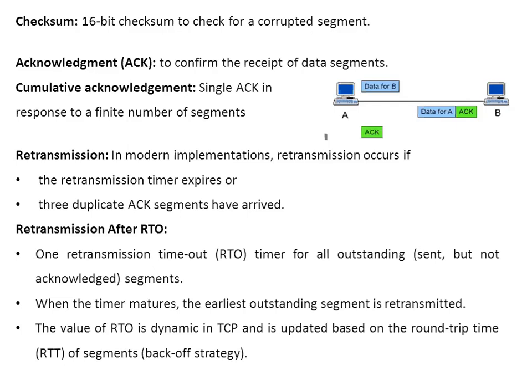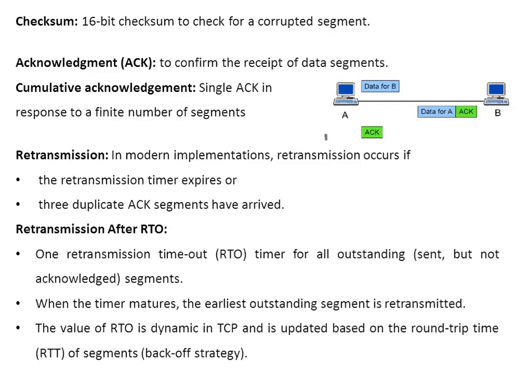But the receiver need not send an acknowledgement for each segment that it receives, because sending an acknowledgement for each segment will increase the number of packets in the network and hence the congestion in the network. So in TCP, the concept of cumulative acknowledgement is used, wherein the receiver, instead of sending an acknowledgement for each received segment, may send one acknowledgement for a set of segments. That is called cumulative acknowledgement.